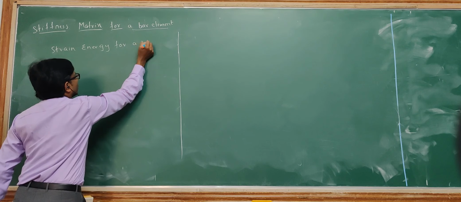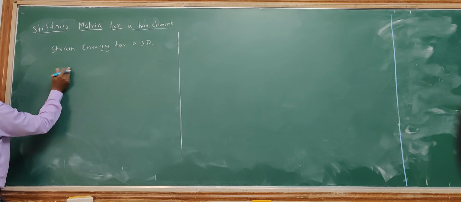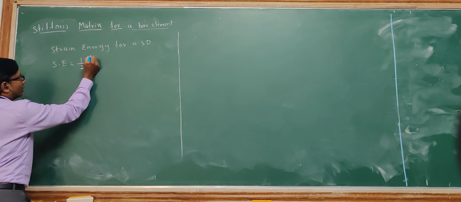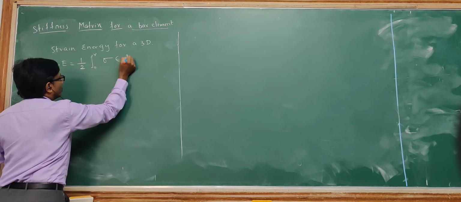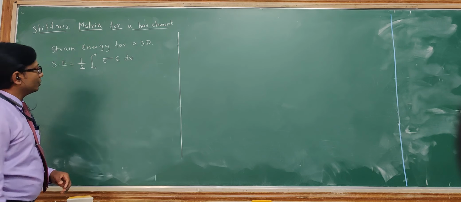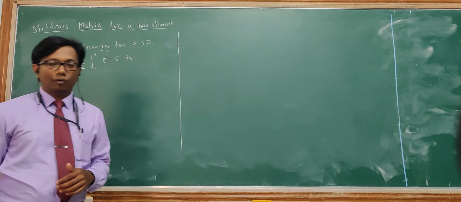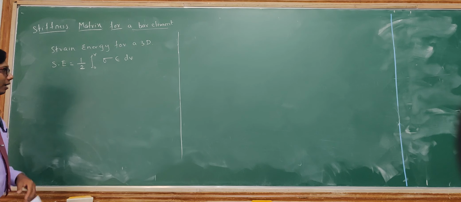So basically, strain energy for a 3D object is given as, if I take U as the strain energy parameter, or you can write it as SE, strain energy, which will be integrated as half, 0 to volume, stress into strain into dV. Okay, half integration 0 to V stress epsilon into dV. This is the general equation which is given for the strain energy. But we require it for the bar element. A bar element is a 1D element, where we need to convert this particular equation into a bar element. Okay, so how to do that?